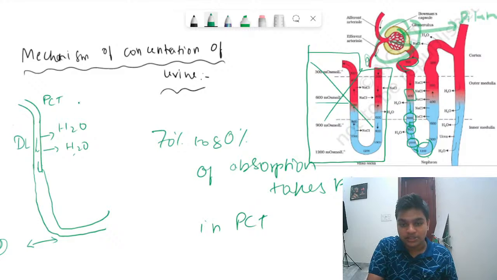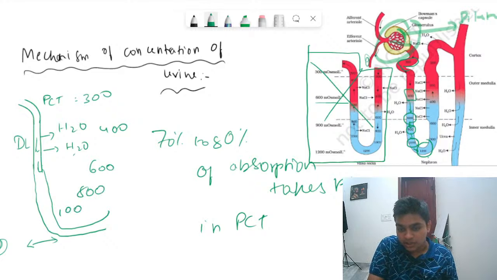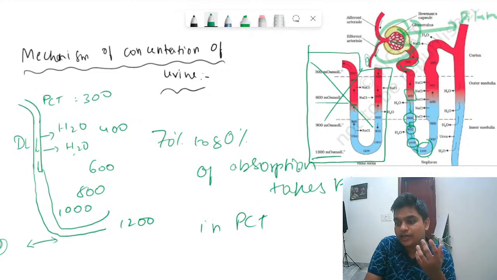Initially it was 300 here, 400 here, somewhere here it was 600, somewhere here it was 800, it was 1000, it was 1200. The outer medullary fluid part also has 1200 of osmolarity.